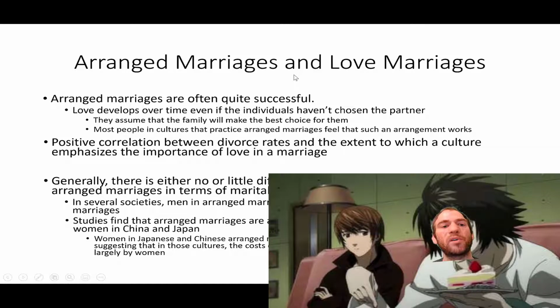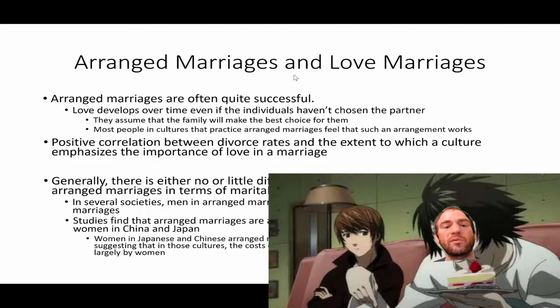Arranged marriages, however, are often quite successful. Love develops over time even if the individual hasn't chosen the partner. They assume that the family will make the best choice for them, and most people in cultures that practice arranged marriages feel that such an arrangement works.